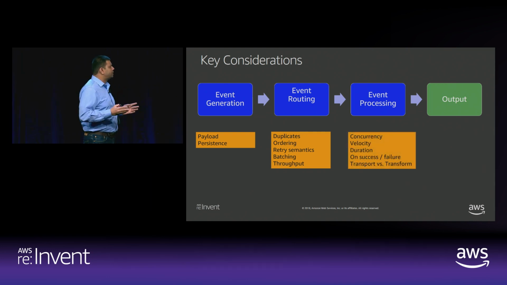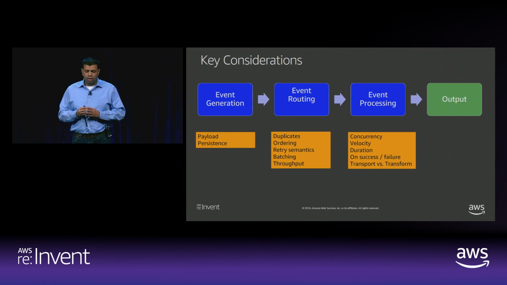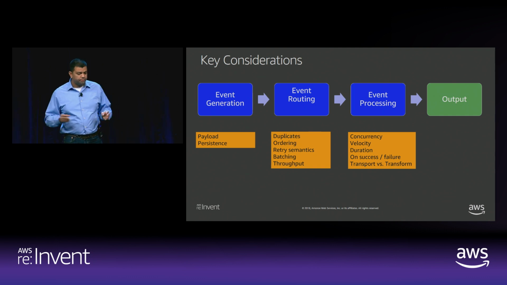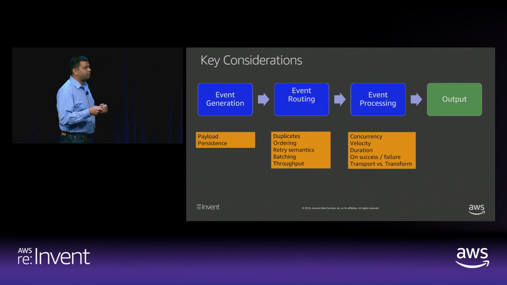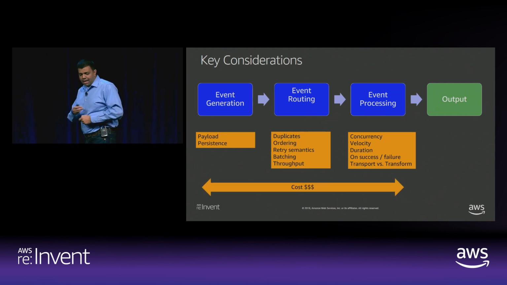When it comes to event processing, there are other considerations. What is the most parallel you can go in terms of concurrency of processors? What is the rate at which you go from steady state to the top of the ramp? What does each individual function take in terms of its duration? What are the semantics when the function succeeds and fails? And then what is happening inside the function: is it transforming data, is it using the time in the function efficiently? And then as we look across all of these, you've got to look at the cost implications of making certain choices.